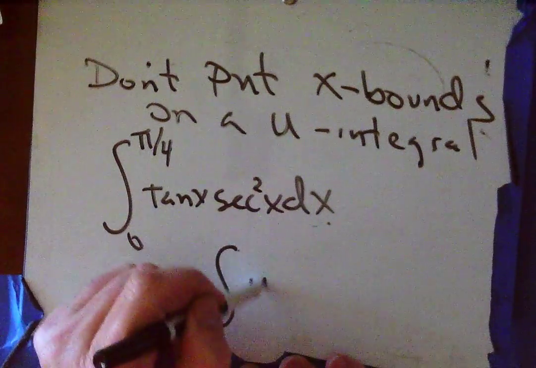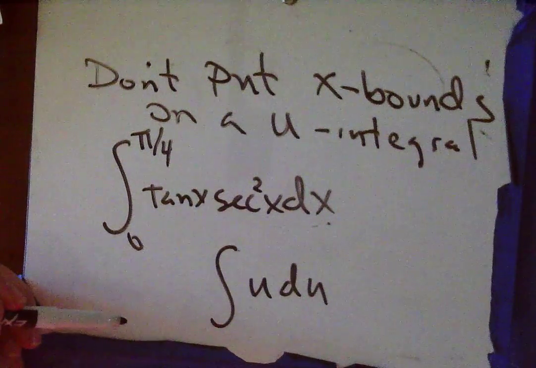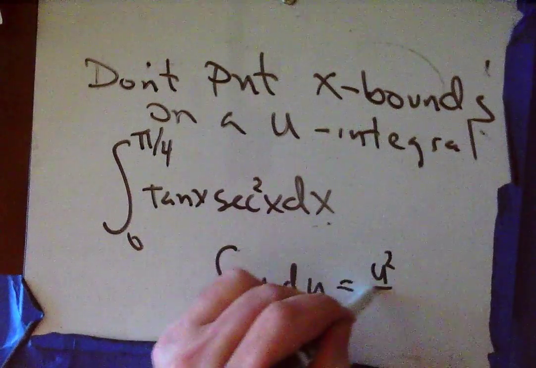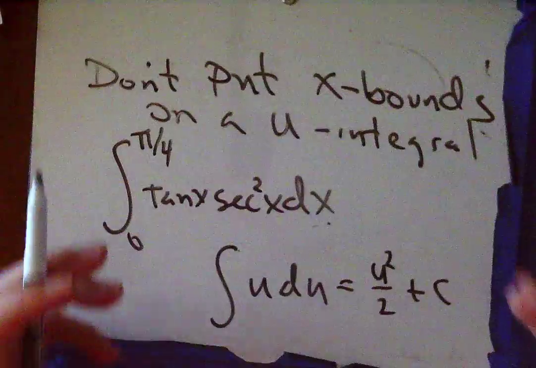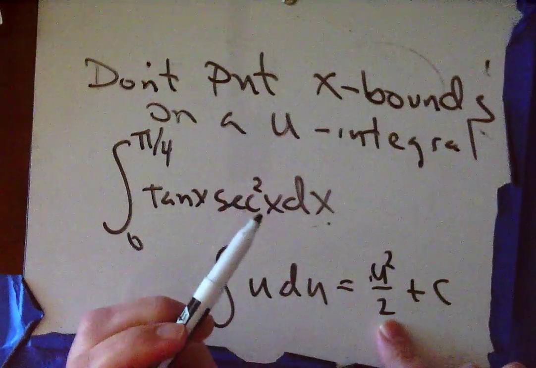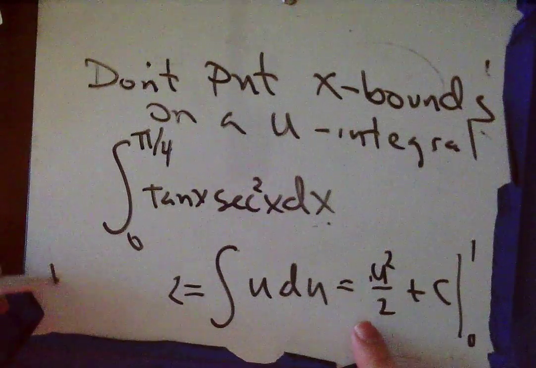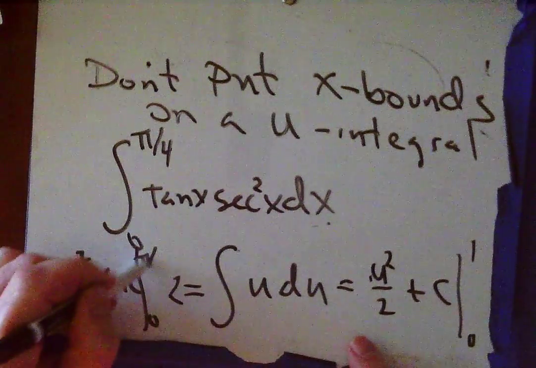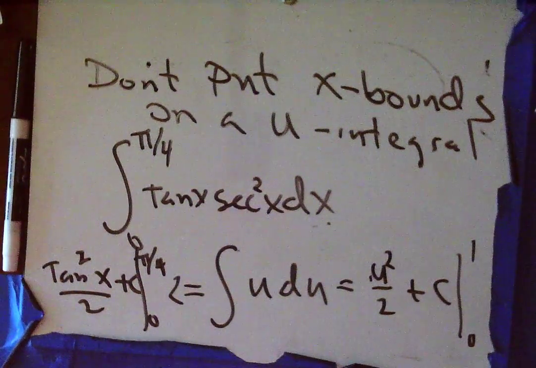You actually have a choice. When you get to that integral u du, you could put the u bounds on or no bounds. If you leave no bounds, not a problem. Come over here, u squared over 2 plus c, no bounds. But when it comes time to evaluating this, either you're going to evaluate this u antiderivative with u bounds, 0 and 1, or you're going to turn this thing back into some sort of x thing and evaluate with your original x bounds.